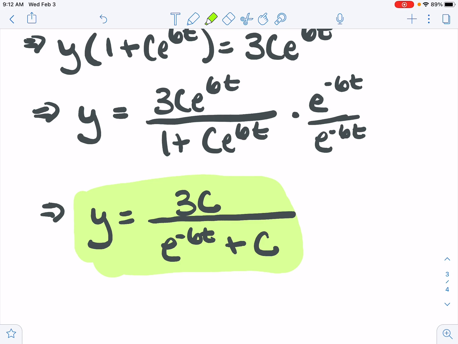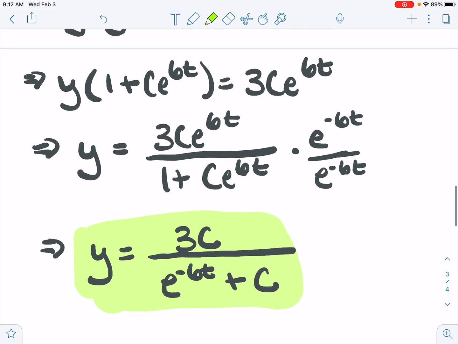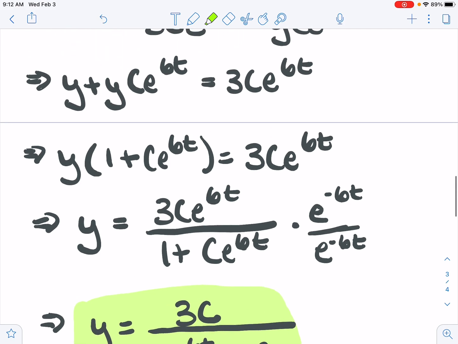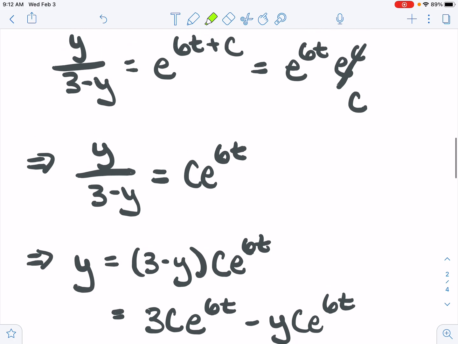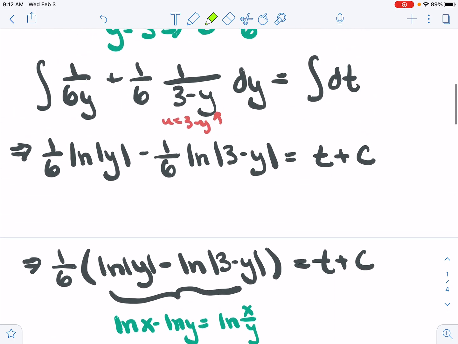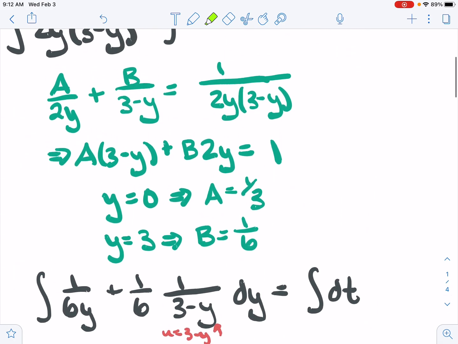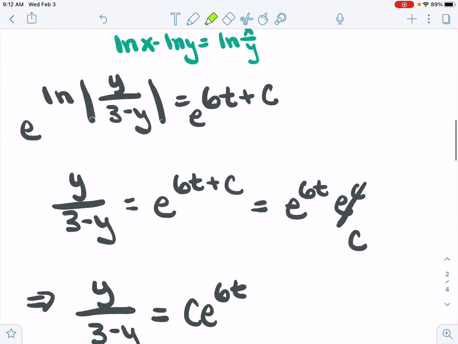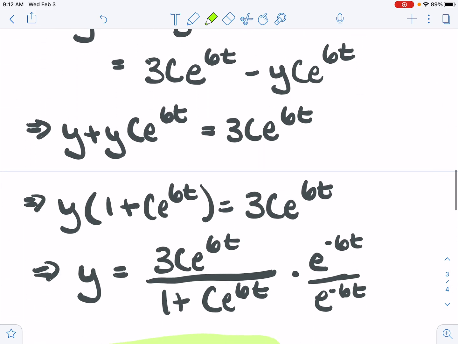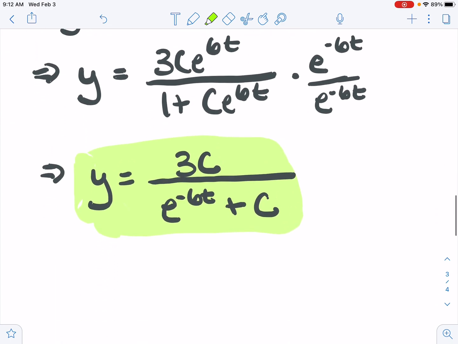But I want to do this example because there is a lot of algebra involved. We had to use log rules. We had to use exponent rules. We had to factor, divide, manipulate, move things around. And that was all after the calculus, all after the partial fraction decomposition and the integration. We had all of that algebra to do to be able to solve for y, and I wanted to show those steps to you.